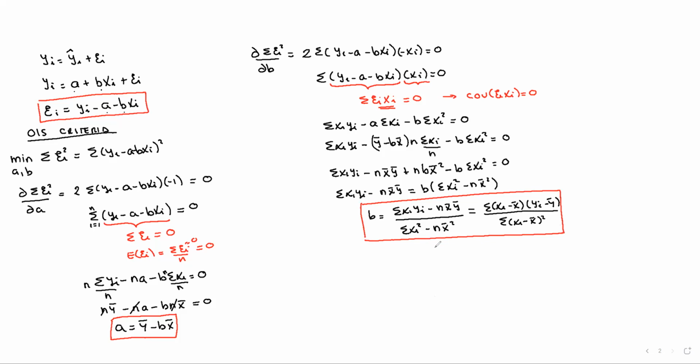Okay, so if you realize, guys, what is the upper part and what is the lower part? The upper part simply is the covariance of xi, yi. And the lower part is simply the variance of xi. So this is the famous beta, or the famous b. It's simply the covariance of xi, yi divided by the variance of xi. Then, guys, we're done. So we can compute b. Okay, this is a mathematical formula.